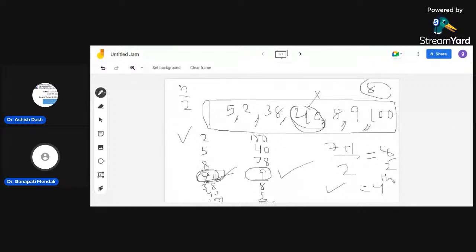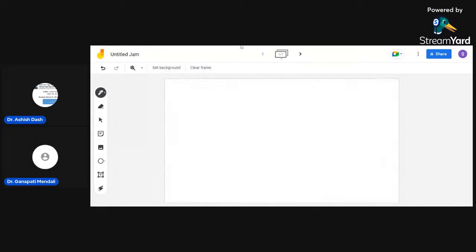So now, how to calculate the mean value of grouped data? If we have simple data, we can calculate it directly. Now, suppose we have grouped data. If you have any query, you can type it in the chat box.